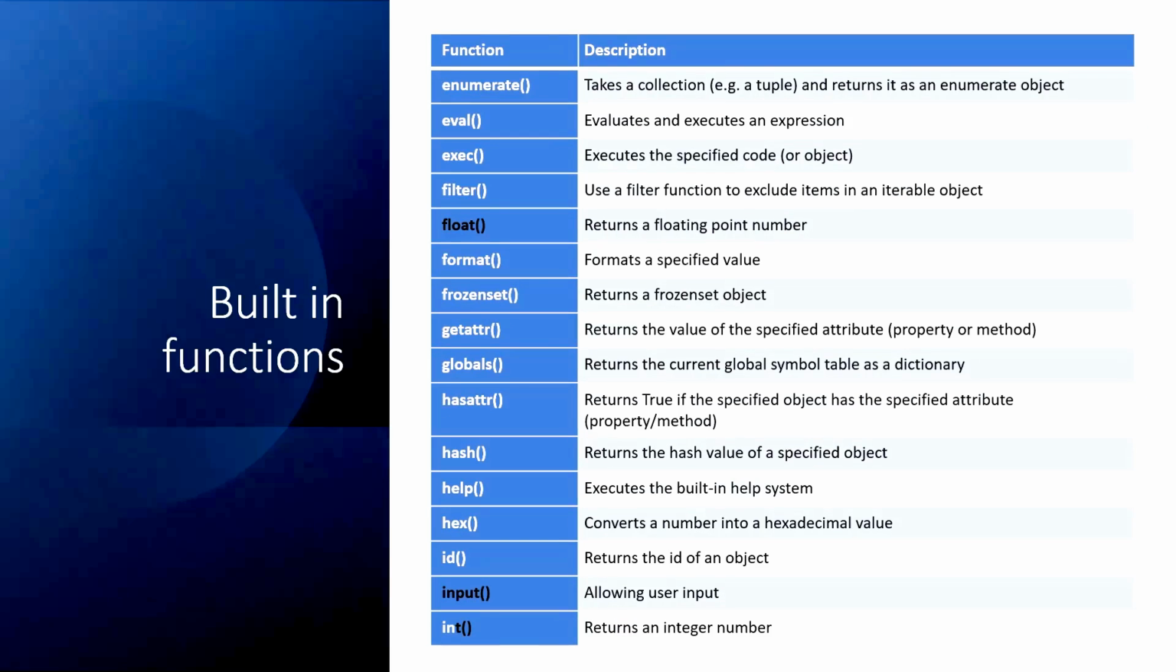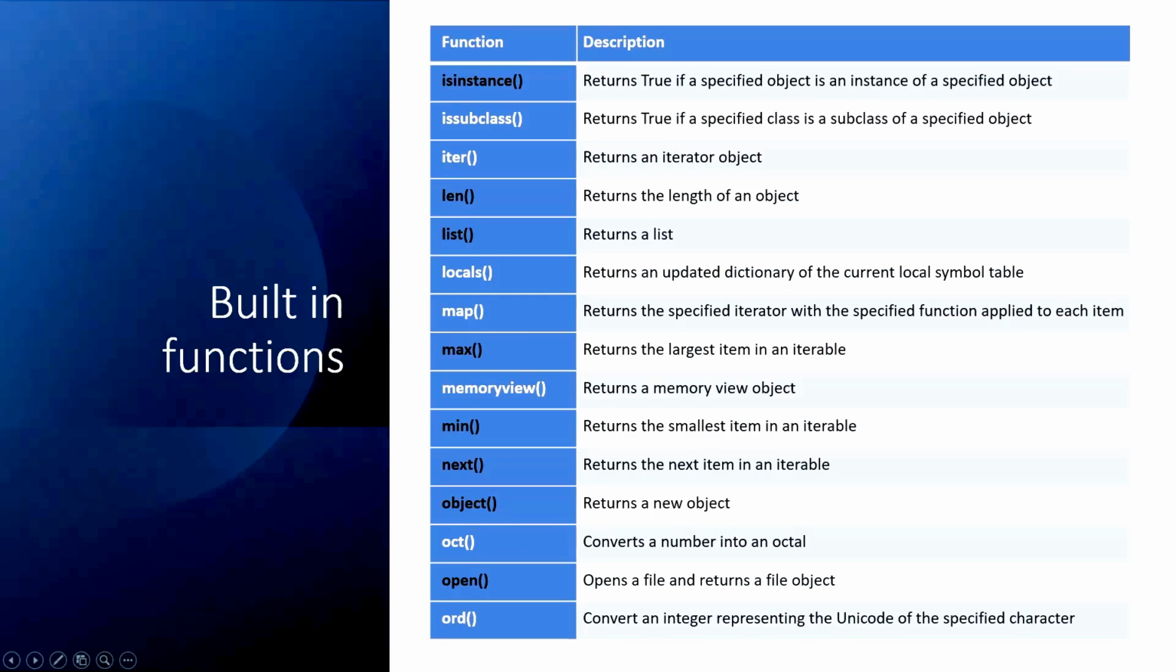The second list is here. We have used a few of them from the second list, like float, returning a float number. Also, we have used input, where we are allowing the user to input. We have seen several examples of it, and then we have seen int as well. And the third list also: len we have seen, list we have seen returns a list. Min returns the smallest item in an iterable object, and so on and so forth.